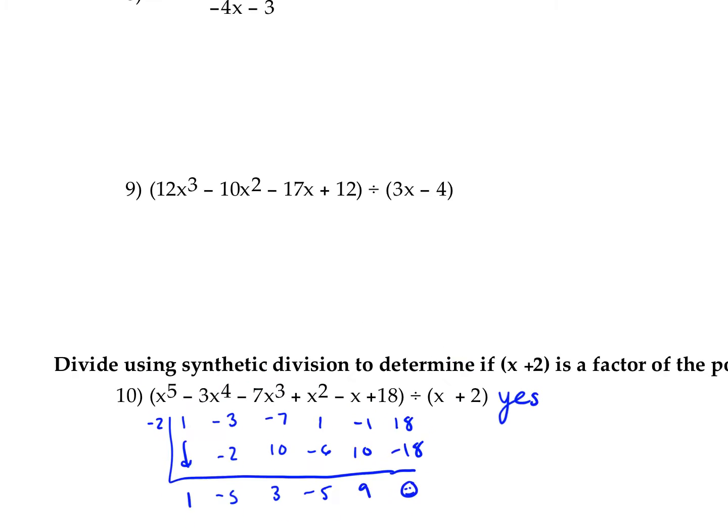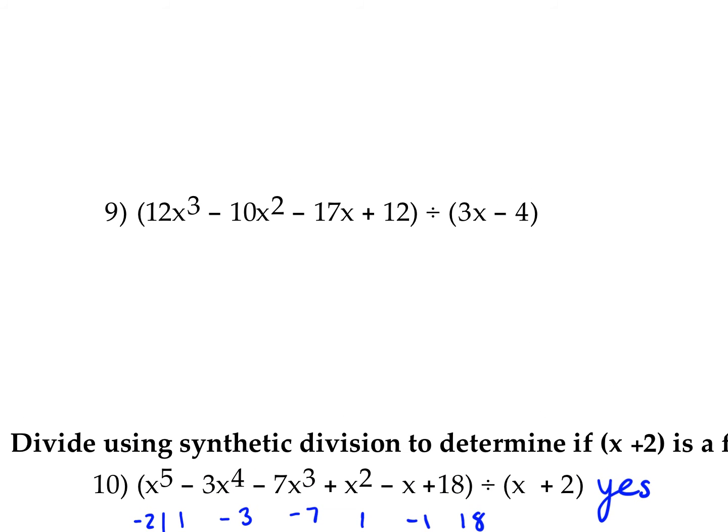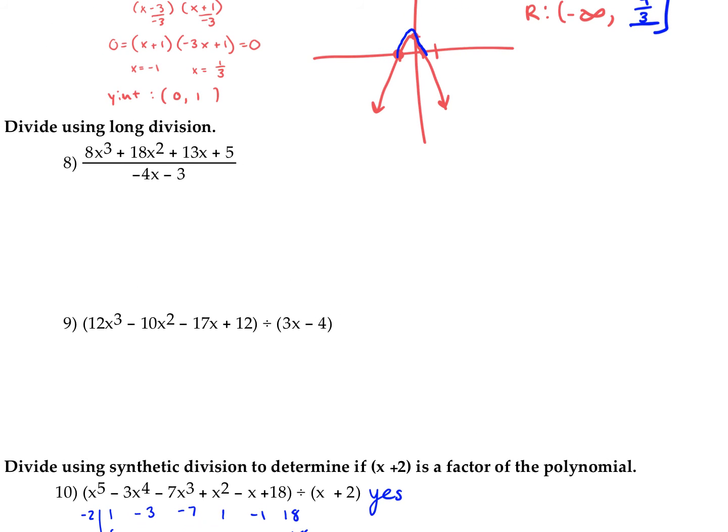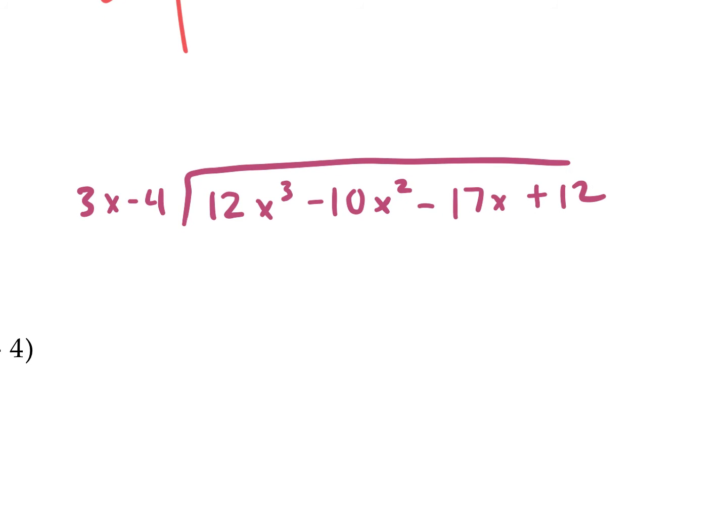All right, let's take a look at number 9. So we have to divide using long division. Outside of our box is going to be 3x minus 4. Inside is 12x cubed minus 10x squared minus 17x plus 12. So first thing we need to do is divide 12x cubed by 3x. That leaves us with 4x squared.